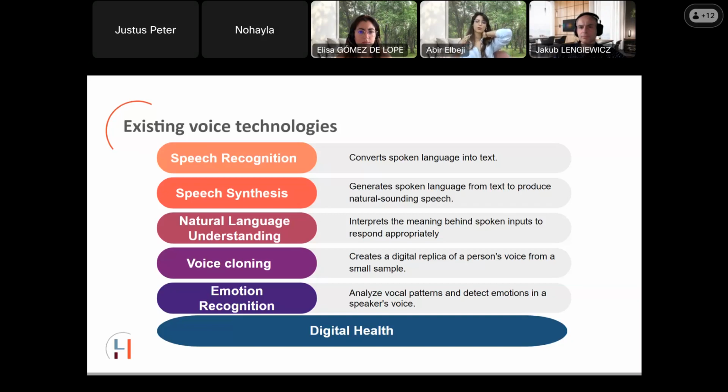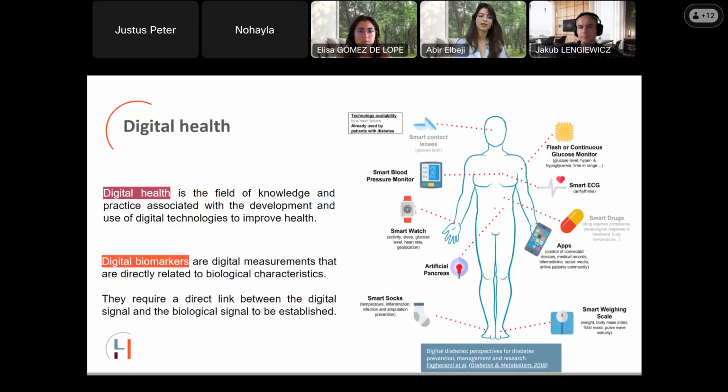But also, now that we talked about emotions, that can take part in health also, and these technologies are applied in the digital health field. What is digital health? It's a field of knowledge and practice associated with the development and use of digital technologies to improve health. Currently, we have a lot of connected devices we can already use in our daily life, like the smartwatch and our smartphone, to track our sleeping, our heart rate, etc. And these digital measurements are directly related to biological characteristics like heart rate or blood pressure, or if we talk about diabetes, there are glucose monitoring devices. And this is what we call digital biomarkers.